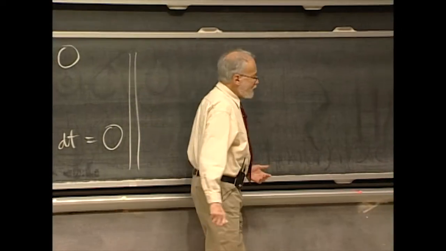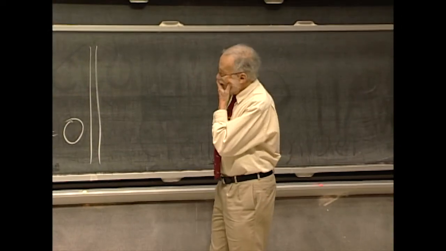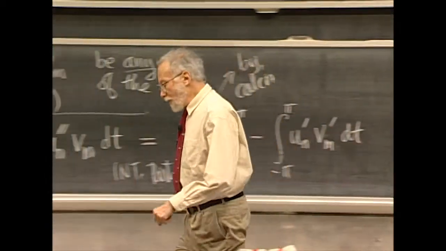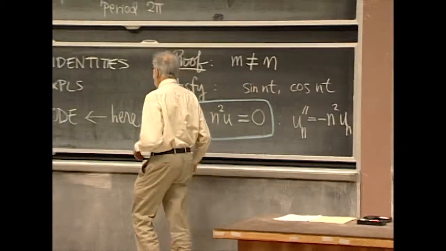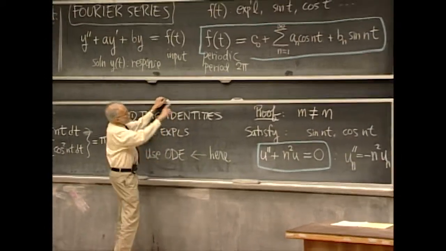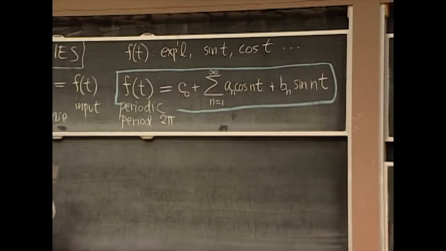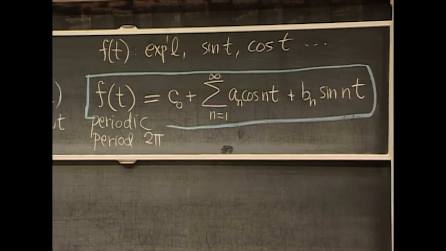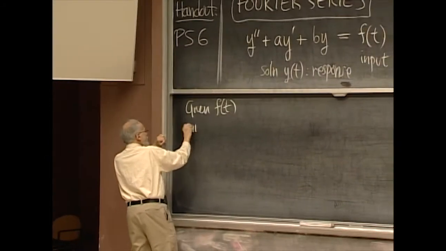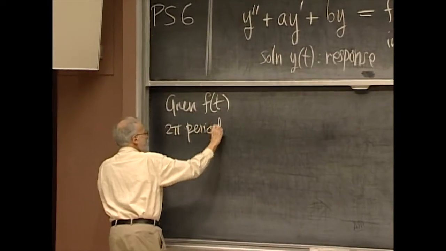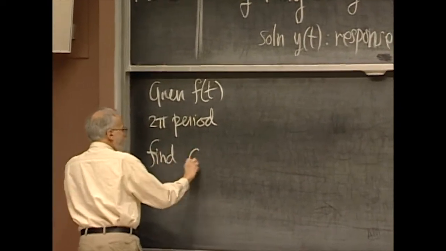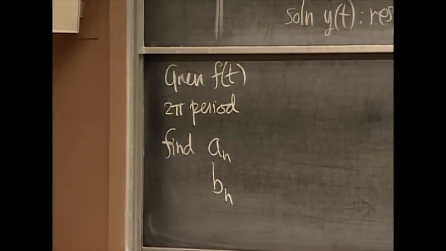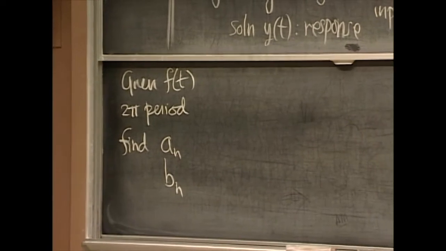Okay, now what has this got to do with the problem we started with originally? The problem is to explain this blue series. So our problem is, how from this am I going to get the terms of this blue series? So given f of t, 2 pi is a period, find the an and the bn. Okay, let's focus on the an. The bn is the same. Once you know how to do one, you know how to do the other.